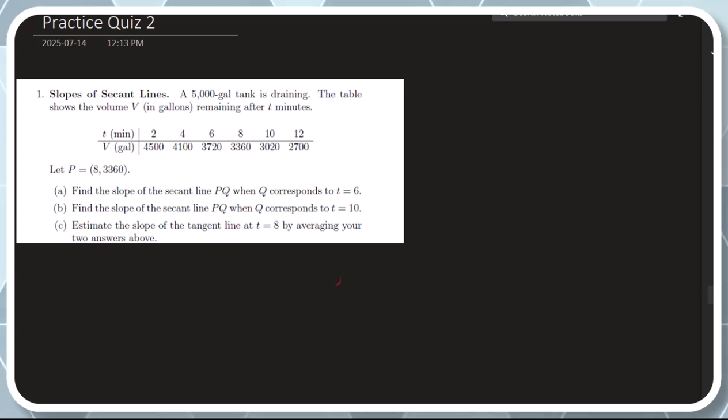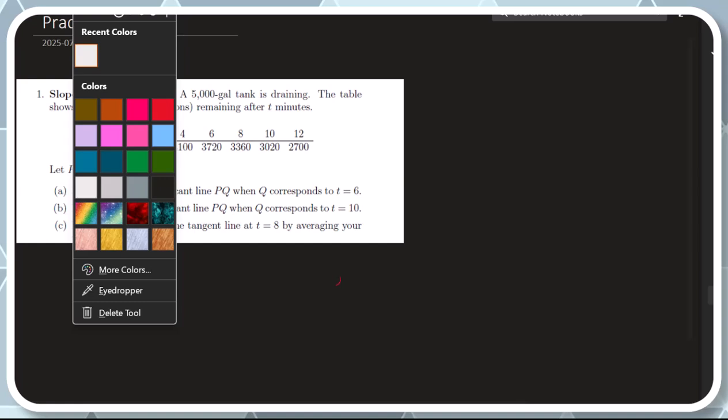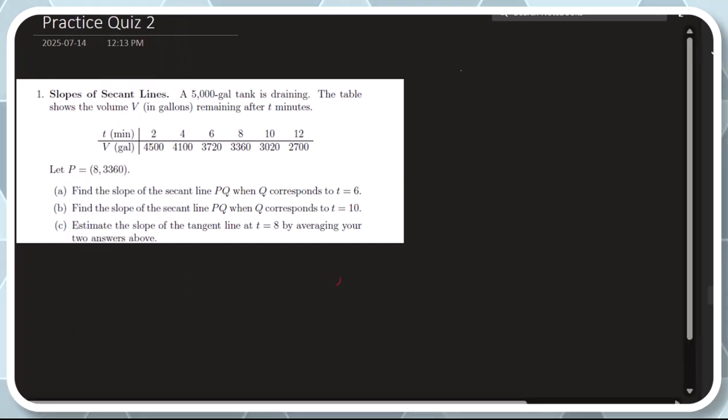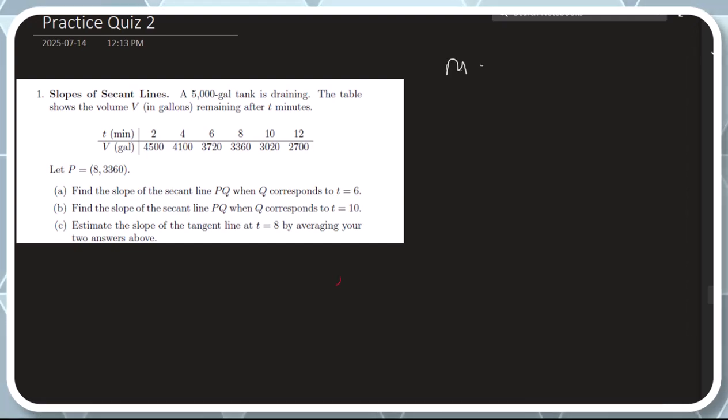Okay, this first question asks for slopes of secant lines. Whether it's a secant line or not, slopes are always the same. It's change in the y over the change in x, so the slope is y2 minus y1 over x2 minus x1. So you just have to figure out what is the y and what is the x.